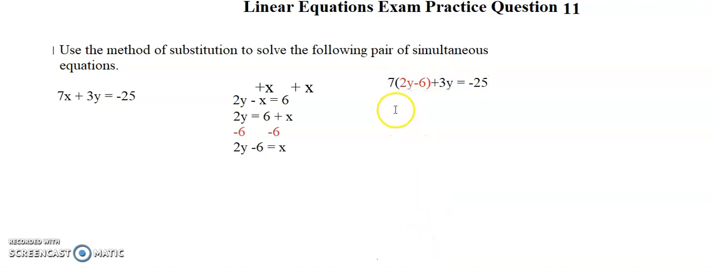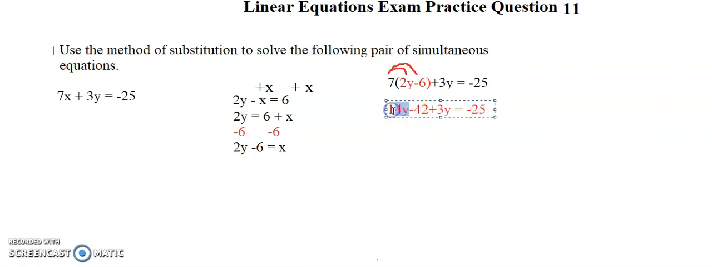So now I just need to simplify and expand this bracket, and that just means that this 7 must times with 2y, and this 7 must times with negative 6. So we've got 7 times 2y is 14y, and 7 times negative 6 is negative 42, plus 3y is equal to negative 25.